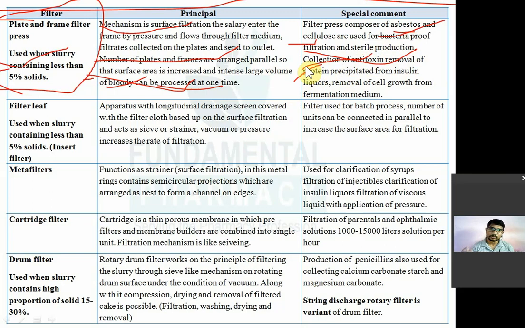Vacuum or pressure can be used to increase the rate of filtration. It is used for the batch process. It is a batch filter. A number of units can be connected in parallel to increase the surface area and rate of filtration.